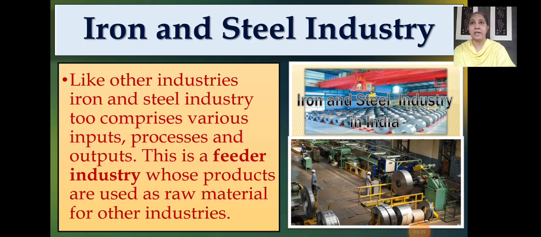Now let's start with the iron and steel industry. Like other industries, the iron and steel industry too comprises various inputs, processes and outputs. This is what you have learned in the industrial system, right? It consists of three main things, that is inputs, processes and outputs. This is a feeder industry whose products are used as raw material for other industries. You may get a one mark question: which industry is known as the feeder industry? That is the iron and steel industry. Why is it like that? Because its products are used as raw materials by other industries also.